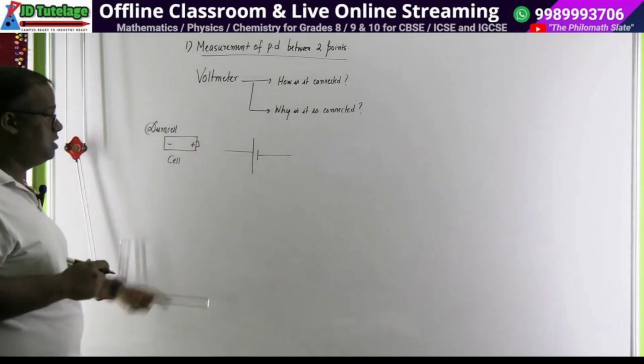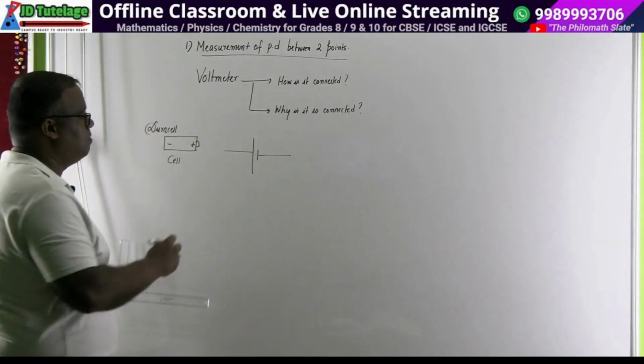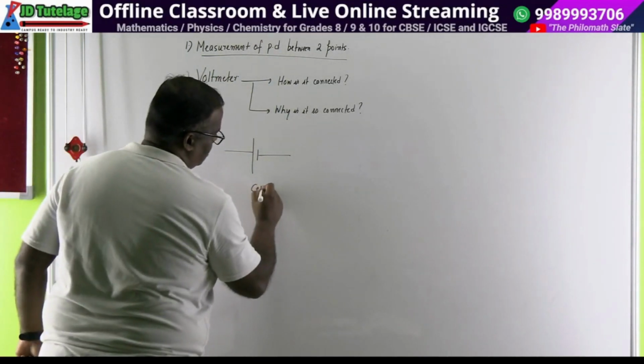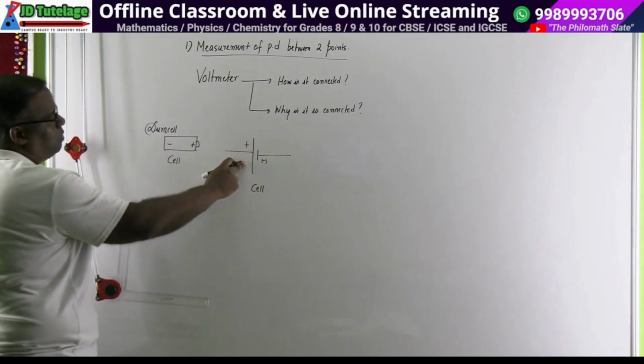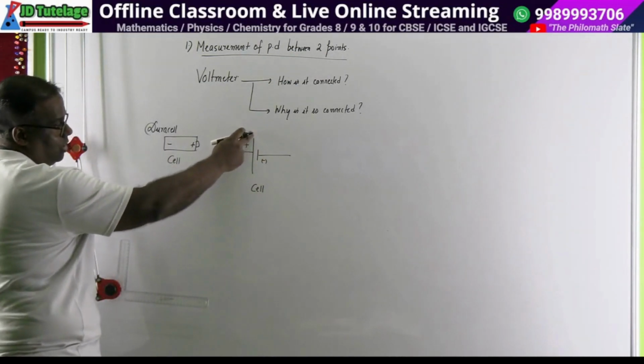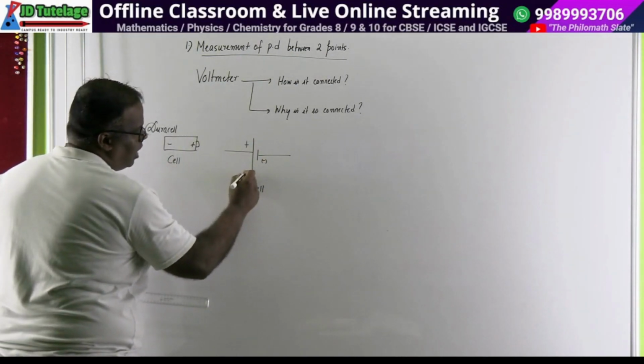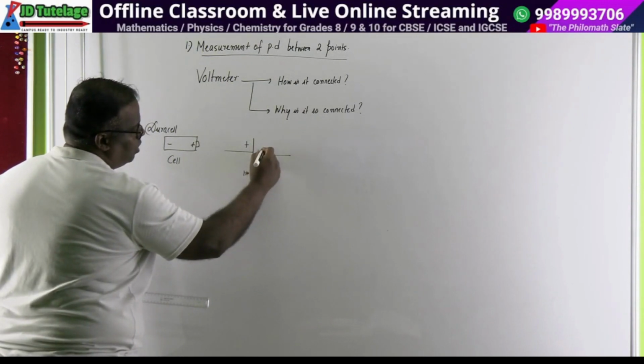Start writing. This is a bigger one, this is a smaller one. This is the symbol for a cell. So this is the positive terminal, this is the negative. The bigger one is positive because this has higher potential. This is the side which is at higher potential, and the smaller one is at lower potential.